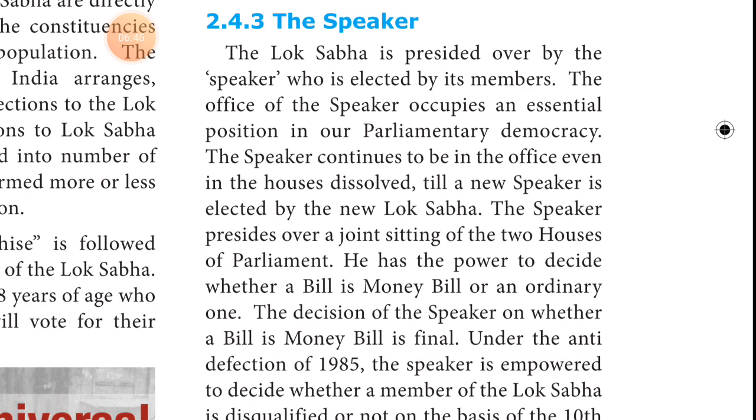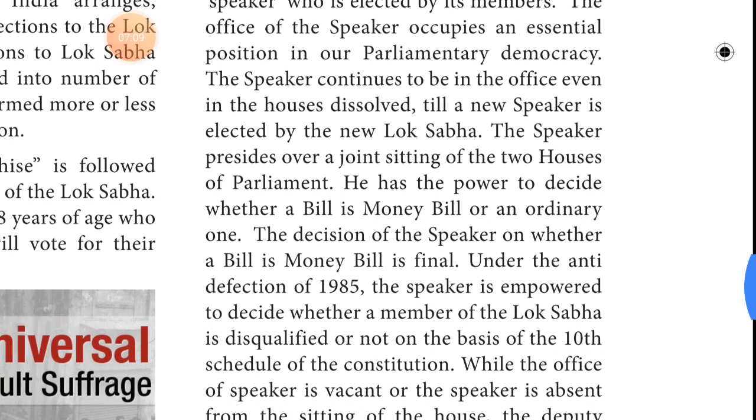He has the power to decide whether a bill is a money bill or an ordinary bill. He only decides whether the bill is a money bill or any other bill. Only with his permission is it passed or introduced in the Lok Sabha and Rajya Sabha. The decision of the Speaker on whether a bill is a money bill is final. After his final decision only, the bill is considered a money bill or an ordinary bill.